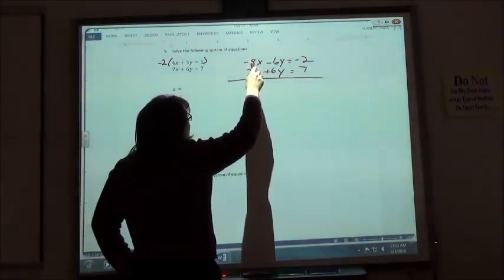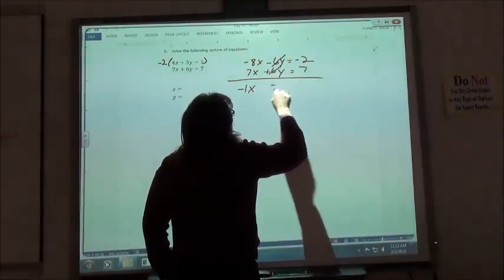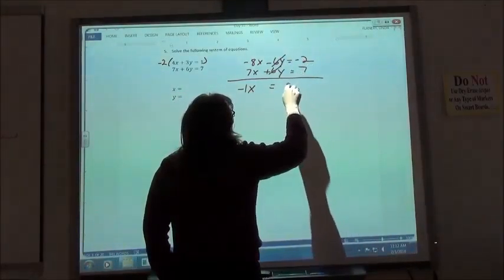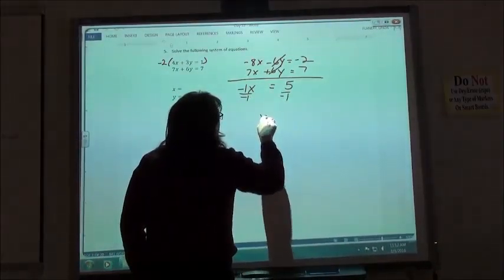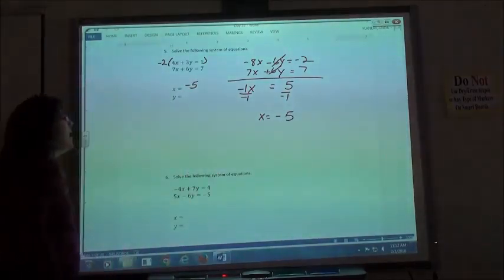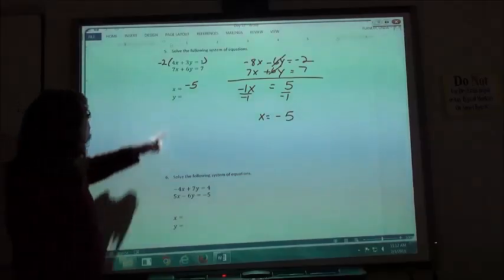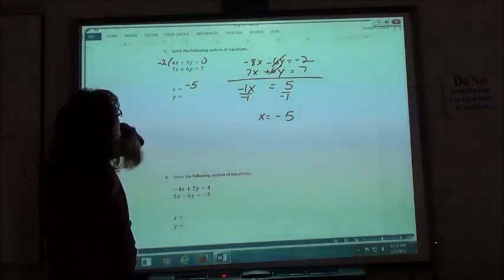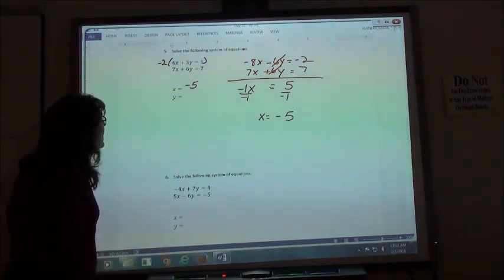So negative 8x plus 7x would be negative 1x. Negative 2 plus 7 would be positive 5. If I divide by my negative 1, x is going to equal negative 5. I found my x value. I need to find my y value. This time I think I'll use the top equation. The top equation looks a little easier than the bottom one just because the numbers are smaller. Not that it should make a difference.